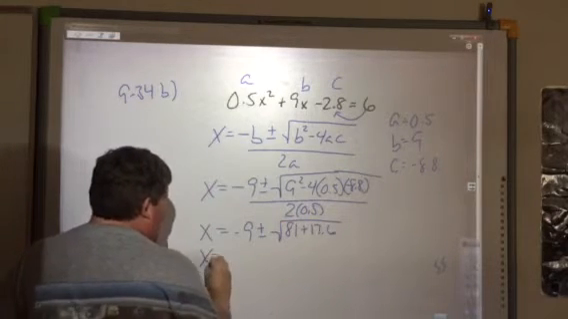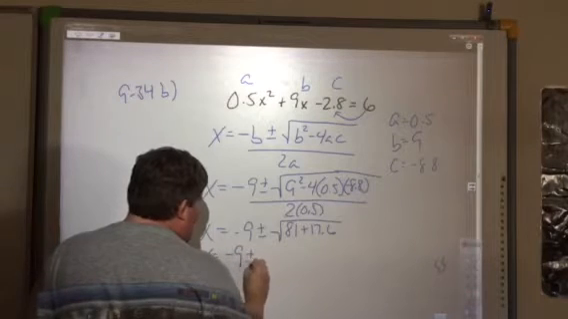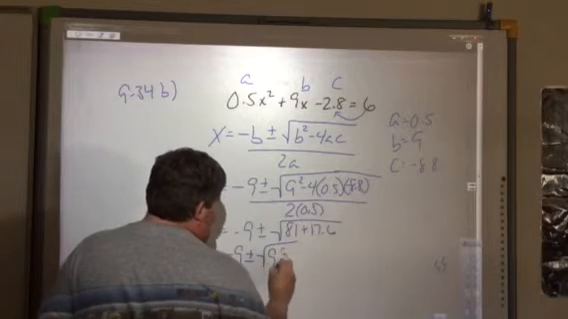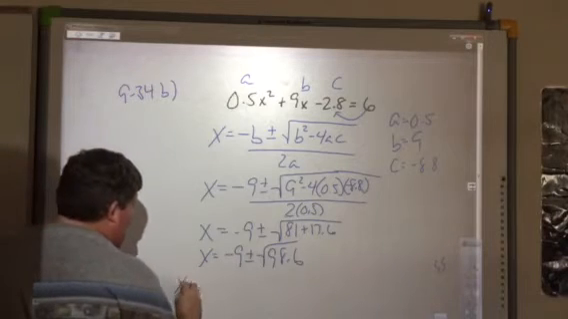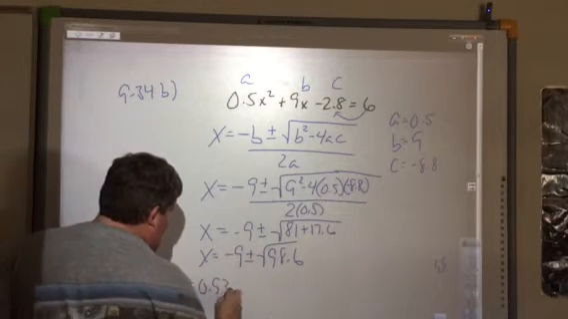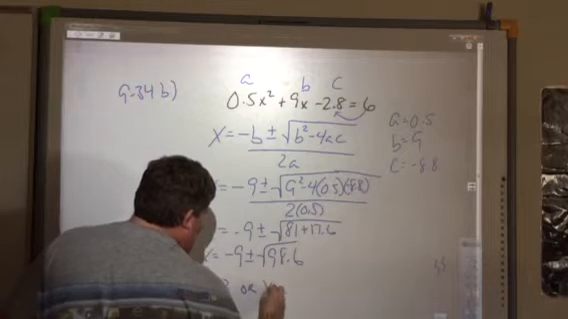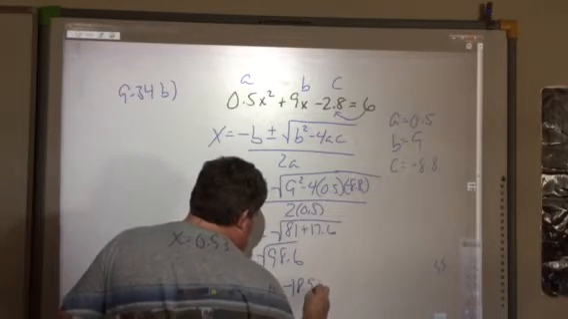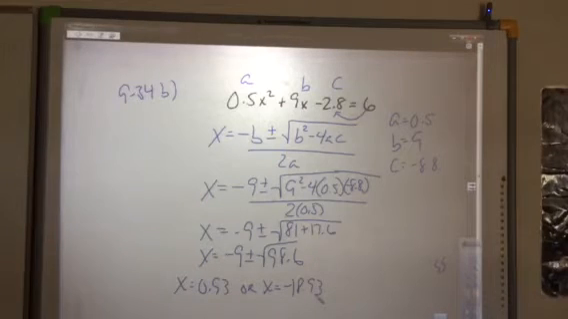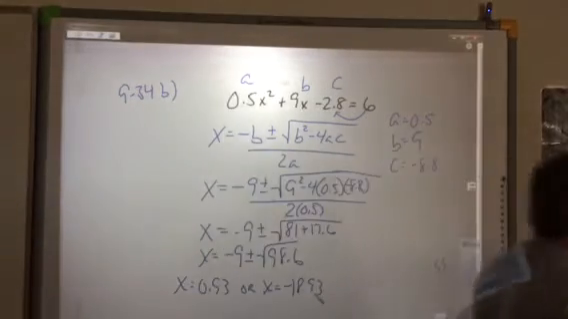So we have X equals opposite 9 plus or minus square root of 98.6. When we do this math, we get X equals 0.93 or X equals negative 18.93. So that is just using, okay, the quadratic formula right away.